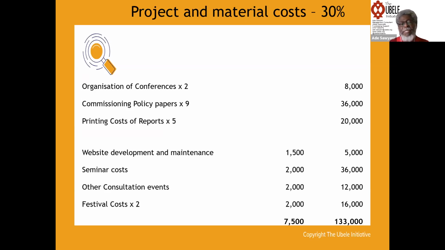Then I talk about project and material costs. These are the things that are actually the cost of service delivery. So for this organization, that is an advocacy organization, it spends a bit of money on conferences, on commissioning papers, on printing reports, doing up its website. And again, although in the first year, it spent only 7,500, it expects that based on the funding that it is going to get, it's going to actually spend as much as 133,000 in the second year. Again, the project and material costs are something like 30% of the incoming resources.